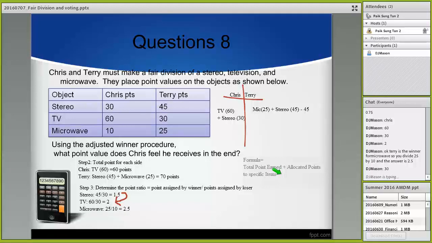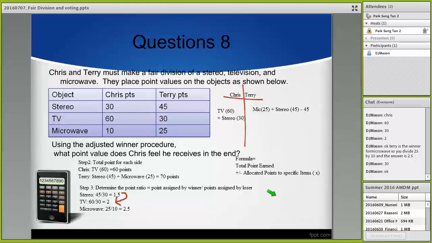Okay, so if they earn the item, you plus. If they lose the item, you minus. You got that? If they earn the item, it'll be plus. If they lose the item, it'll be minus. For example, Chris earning the stereo, he's adding more to his pile, so he has a plus in the formula. And Terry is losing the stereo, so the stereo term will be minus.